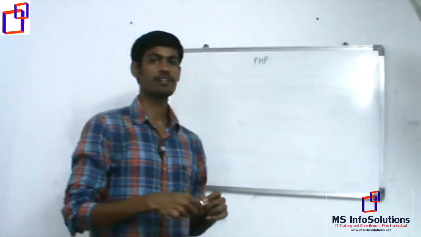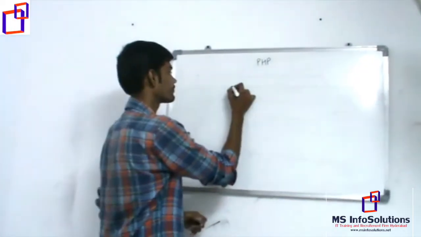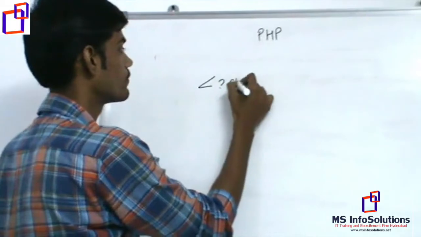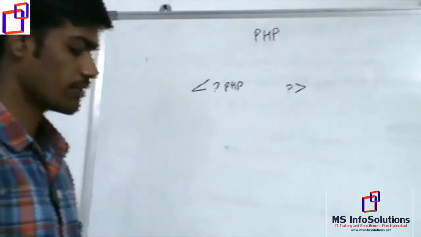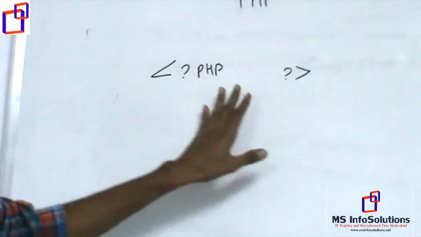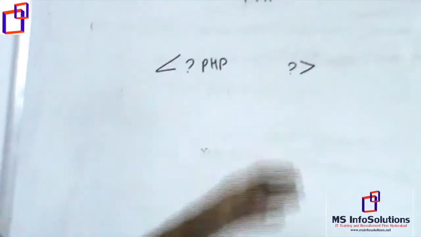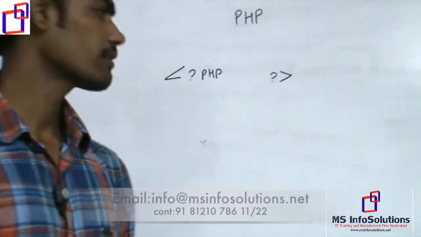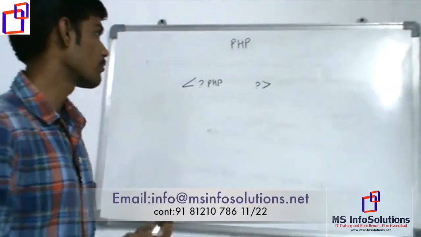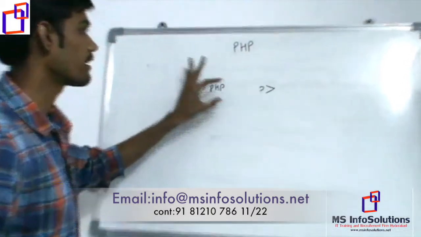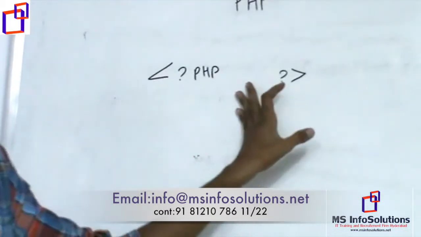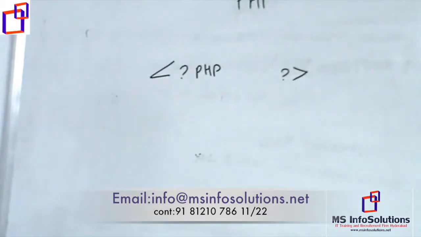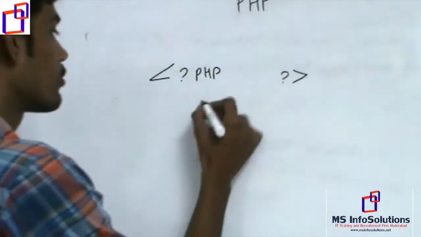The basic syntax for PHP is this much. It looks the same as HTML syntax. So here, this is the opening syntax and this is the closing syntax. Whatever PHP code you are going to write should be inside this. Let's take one example.